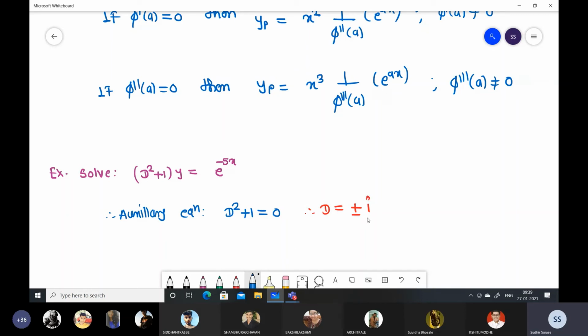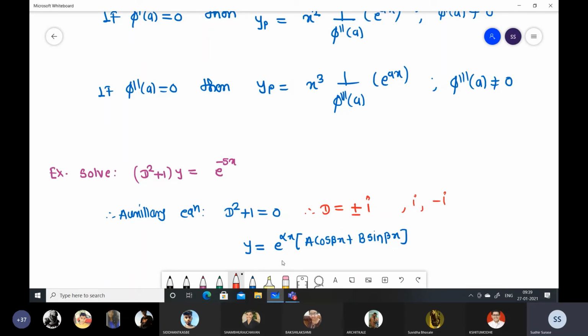Now in case of complex roots, we have to write the solution as y is equal to e to the power alpha x in bracket a cos beta x plus b sin beta x. But here we can see the values of alpha and beta. The value of alpha is 0, because you can see the roots can be written this way, i and minus i, and the real part is 0, the imaginary part is the coefficient of i, that is 1.